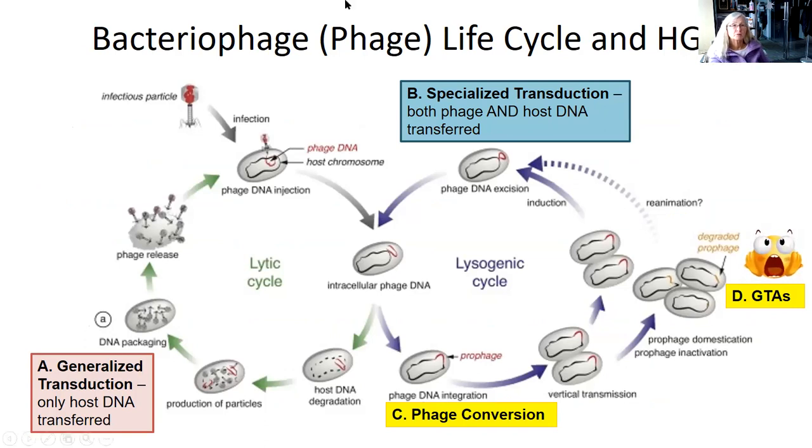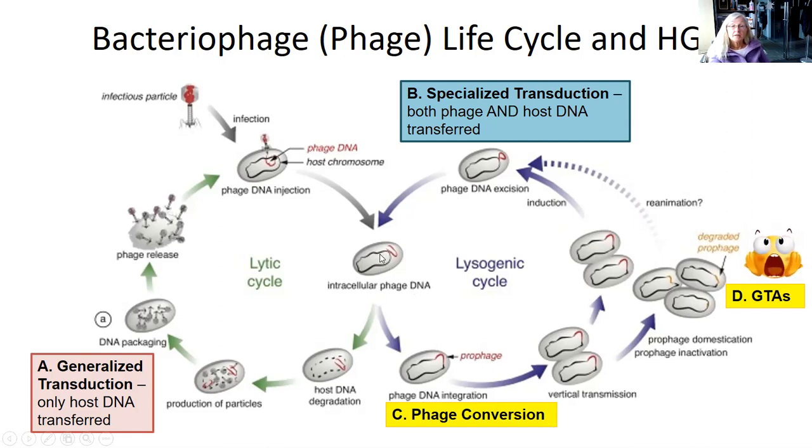As a result of transduction, notice that in the lytic phase, generalized transduction occurs at the stage of DNA packaging, where little bits of host chromosome get picked up and stuffed into the capsid head. Then, as those new phages are released, they can transfer that DNA to new infected host cells.